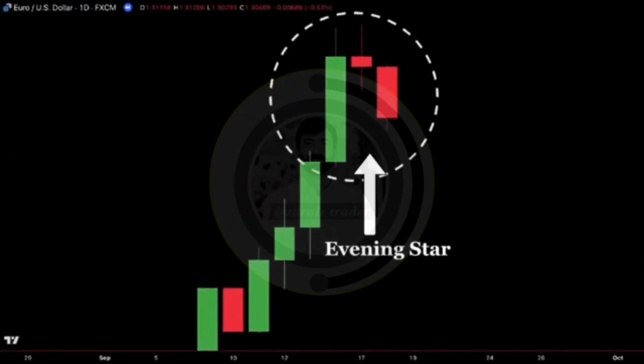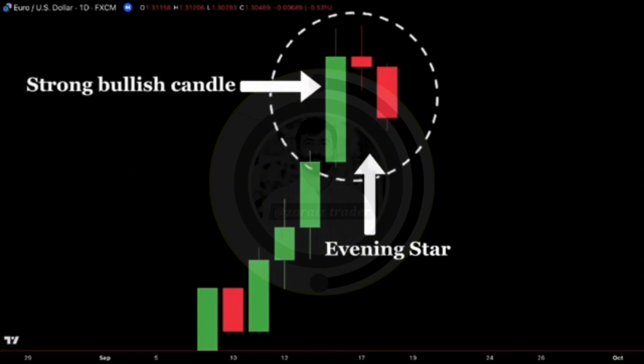The evening star is a powerful bearish reversal pattern that signals a potential shift from an uptrend to a downtrend. It consists of three candles and forms at the top of an uptrend, warning that buyers are losing strength and sellers are taking control. The first candle is a strong bullish candle, showing that buyers are still in control.